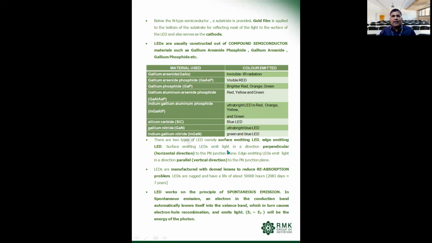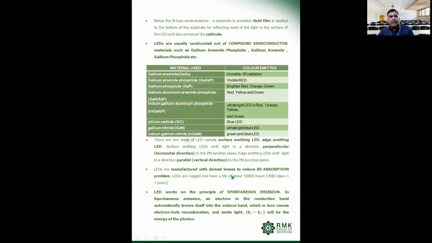So based on where the light is emitted, or how the light is going to be coming out, we have two types of LED construction. One is called the surface emitting LED. The other one is the edge emitting LED. It depends upon the direction in which the light is emitted. If the direction of the light emission is perpendicular to the PN junction plane, it is called a surface emitting LED. If the direction of light is parallel to the PN junction plane, it is called an edge emitting LED.